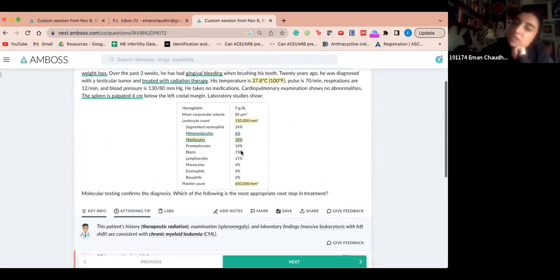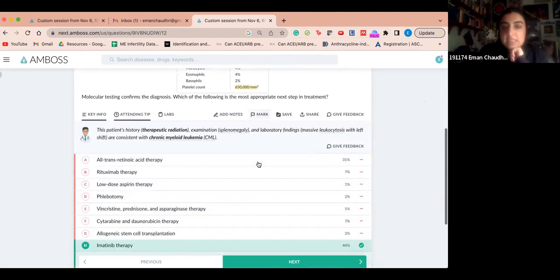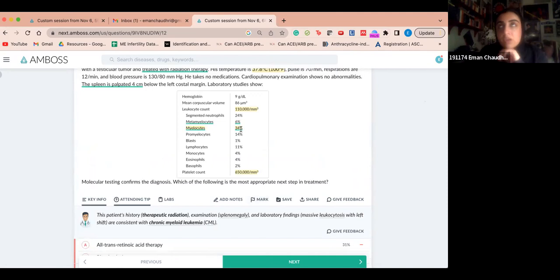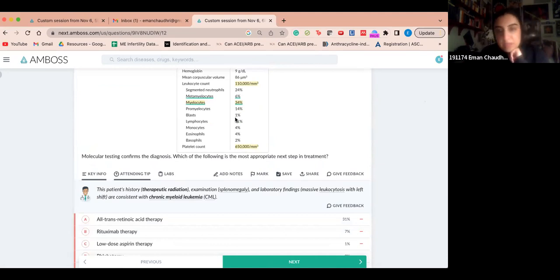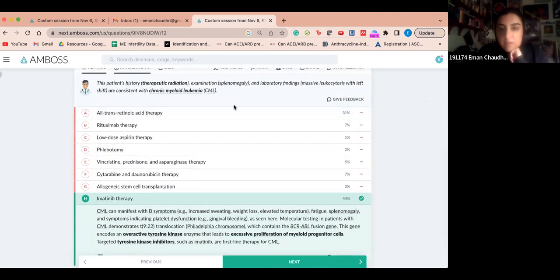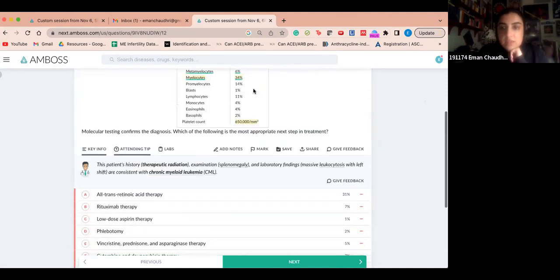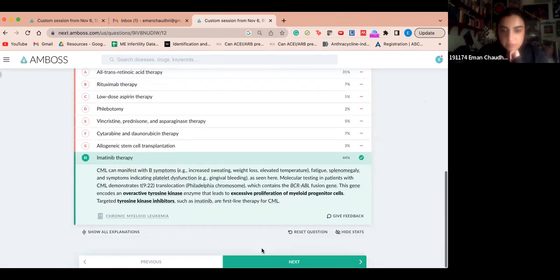So CML, like Ahmed pointed out, blasts have to be more than 20 for an acute picture. This patient does not have more than 20% blasts, but they do have 34% myelocytes and 6% metamyelocytes. So this is important. You have to compare these numbers together, especially blasts and these. Because you can't see myelocytes 34% and say, oh, it's above 20%. I was doing that to see if anyone would notice, right? Blasts 1%. That means it's chronic.